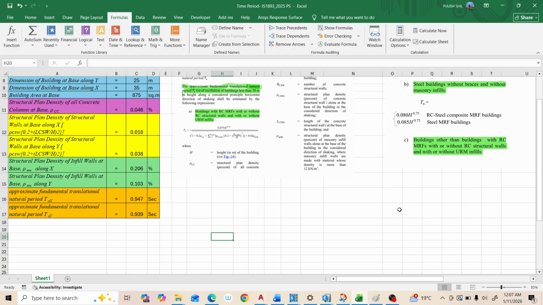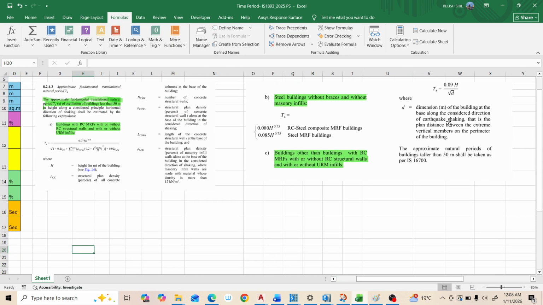The other two formulas, I hope, we already covered in the last revision, the 2016 revision. There we need only h, the height of the building, and only the plan dimension d value. So like that we can calculate, but this formula is used up to building height less than 50 meter, and for more than 50 meter, as we know, we are all using 16700. So that's all. Thank you everyone.